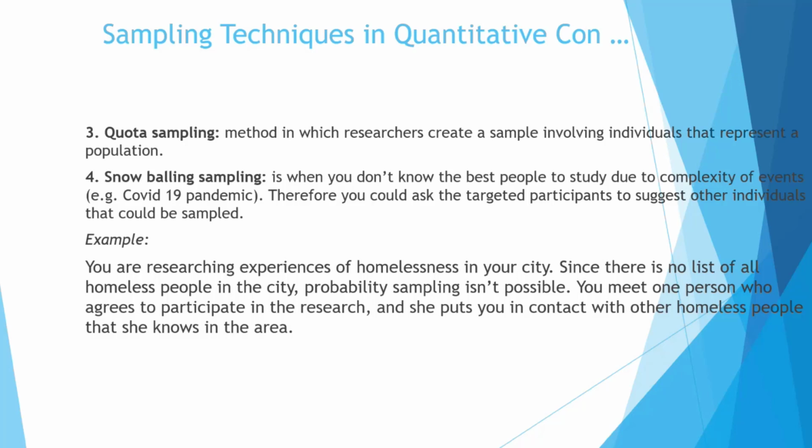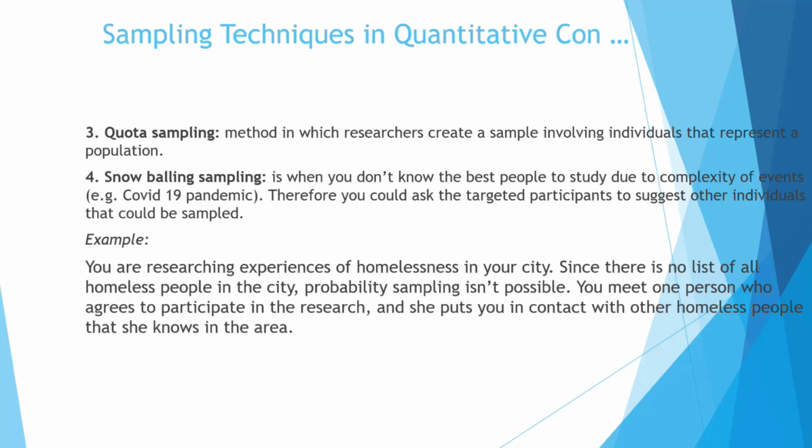The quota system was emphasized by the government to say that in your list of participants in a certain sporting field, a certain number should be people of color, all right? They should be from another race and so on. It's a quota, all right? A quota system is a method in which researchers create a sample involving individuals that represent a population. I've just given an example in regards to quota.